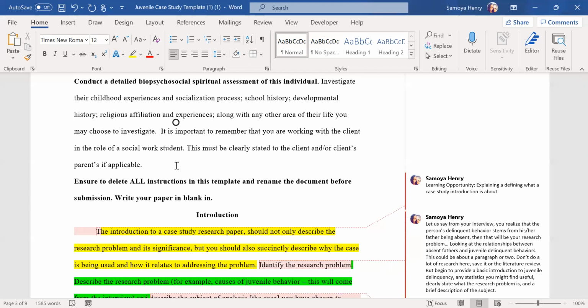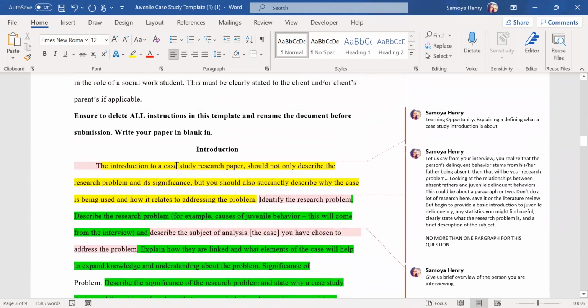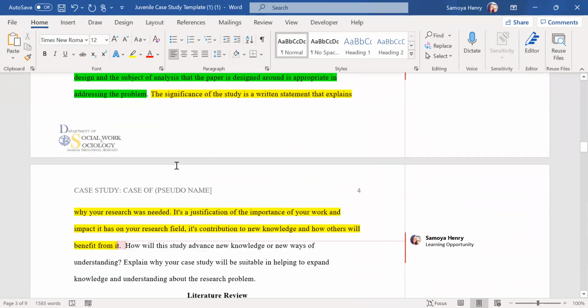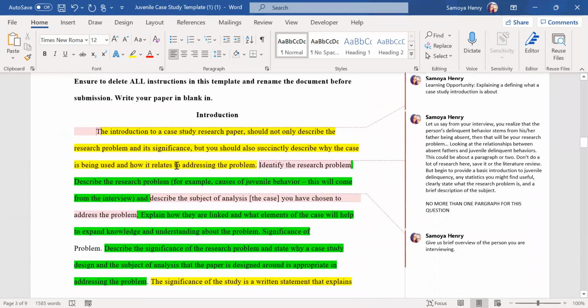Okay. If you are choosing to interview a child, then your parents, you need to get permission from the parents, and they need to know that you are working in the capacity of a student. If you are choosing to interview an adult who engaged in juvenile delinquent behavior when they were younger, then you need to let them know, I am working as a student. Okay. Then we move to the introduction. Now, I want you guys to note that I color coded a lot of stuff here for the purposes of explaining this case study.